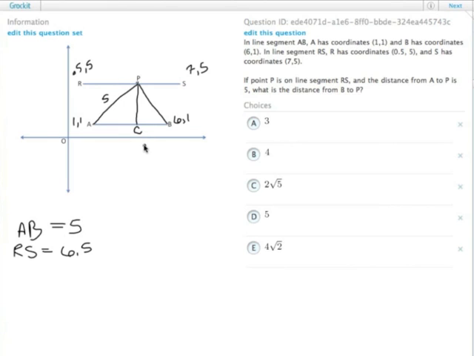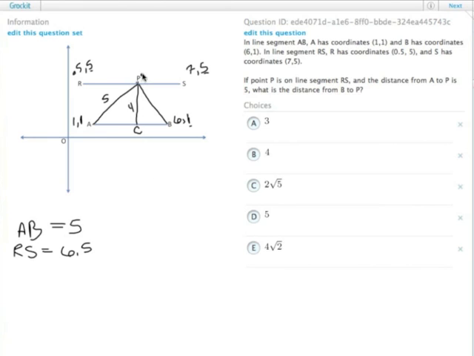So the next thing we can figure out now is the distance between the two lines. The top line, RS, is parallel to the x-axis, and AB is also parallel to the x-axis. We can tell because the y-coordinate stays the same across each of them, 5 and 5 and 1 and 1. The distance between those is 4.